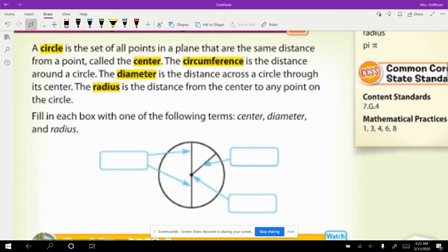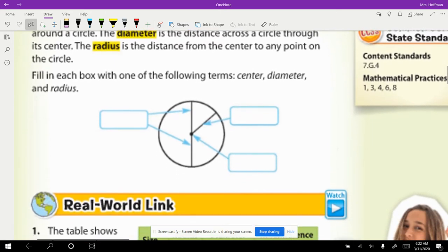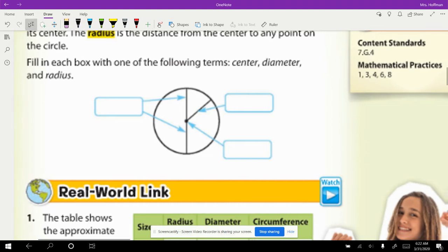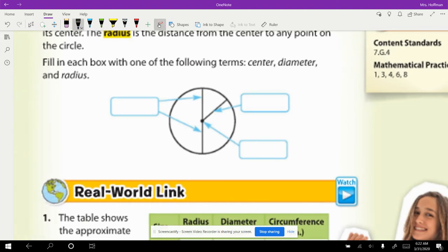And then what we'll need to do is fill in the vocabulary words. If you read carefully, you'll see that this first point here is right in the center. So obviously that's going to be the center. It's probably the easiest one to see. And then if you go from only the center to the edge of the circle, that's called the radius. So we're going to call this the radius.